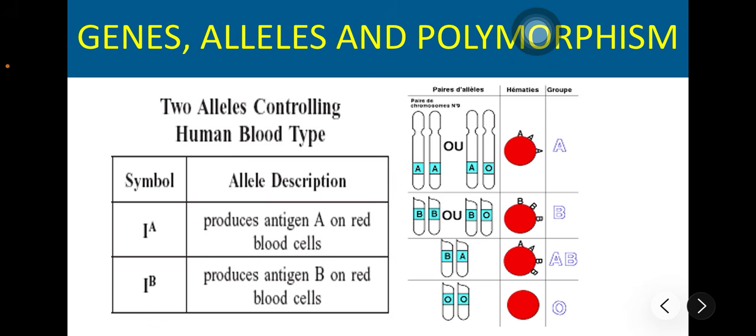So in summary, a gene is the category, like eye color. An allele is the specific version, like blue or brown eyes. And polymorphism is the fact that so many different versions exist across the human population.